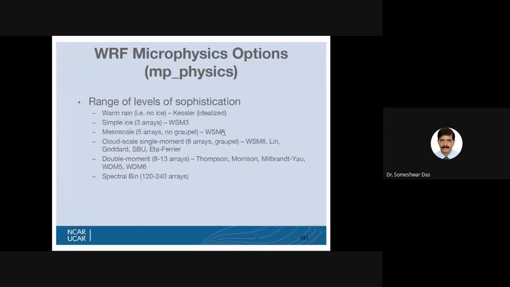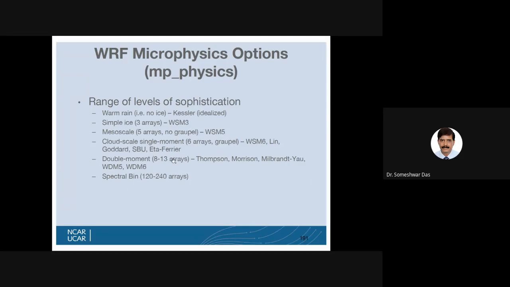Okay, you can also have 6 species, like in the Lin scheme, Goddard scheme, etc. But if you want to use double moment, that means both mixing ratio as well as number concentration, then you should use the Thompson scheme, or the WDM5 (Weather Research double moment, 5 types of cloud microphysical parameters), or WDM6, that means 6 species or 6 types of cloud microphysical parameters, mixing ratio and their number concentration.